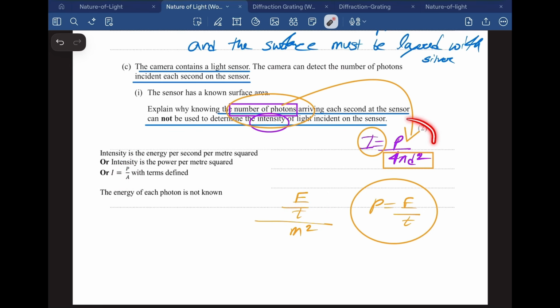You can also write down this formula only to get the first mark, and the second mark will be rewarded if you can write that the energy of each photon is not known. We know the number of photons, but we have to know the energy of each photon, which can be figured out as equal to hf. So that is why the number of photons arriving each second at the sensor cannot be used to calculate the intensity of light.